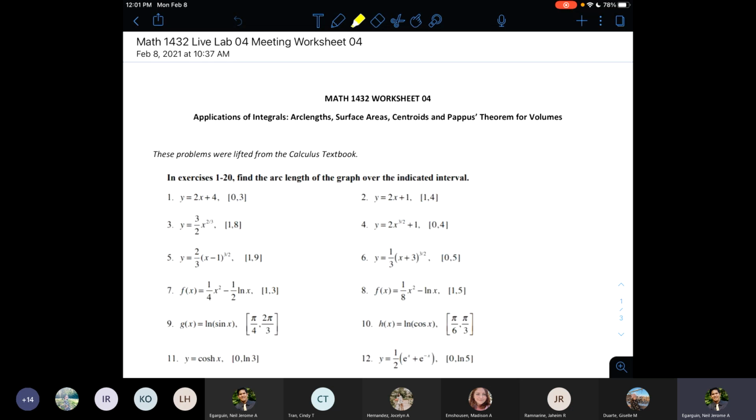So for that, I prepared worksheet number 4. A blank version is already available on my website. But basically, this is just the problems from the textbook. So I just took the problems from the textbook about arc lengths, surface areas, and centroids, essentially section 7.5, and then put it into a PDF which we can annotate.